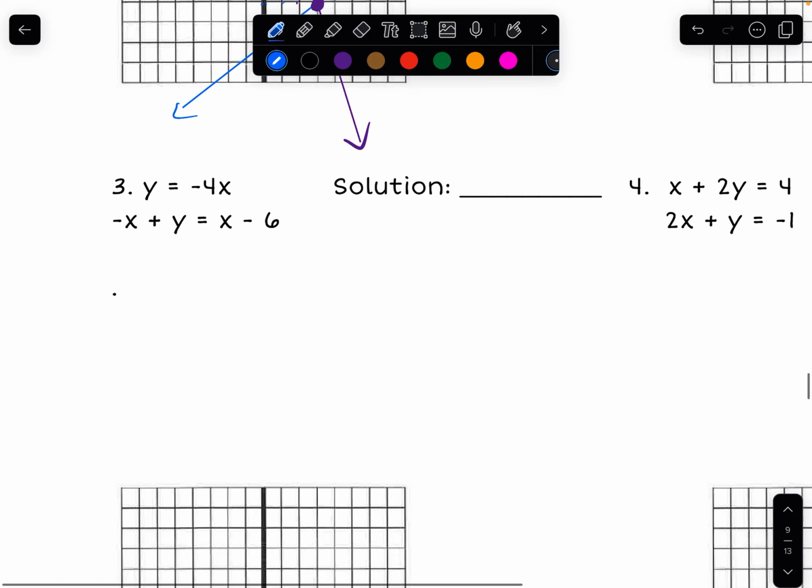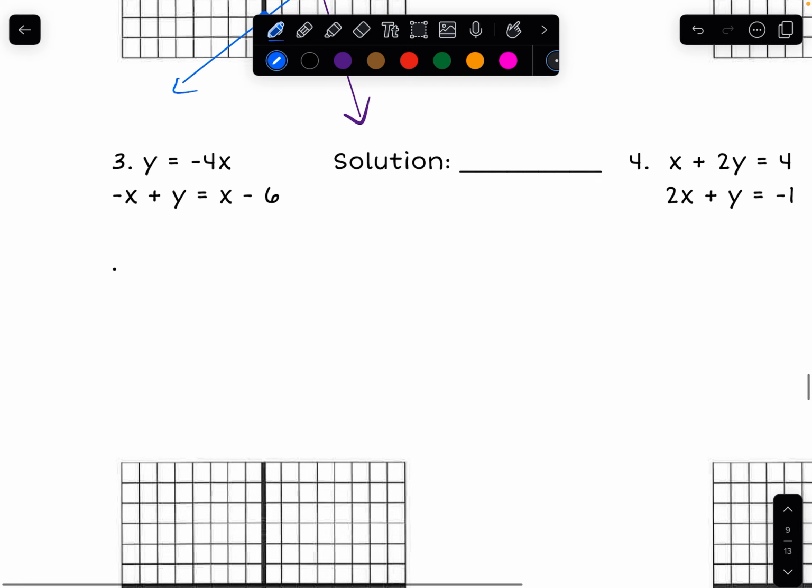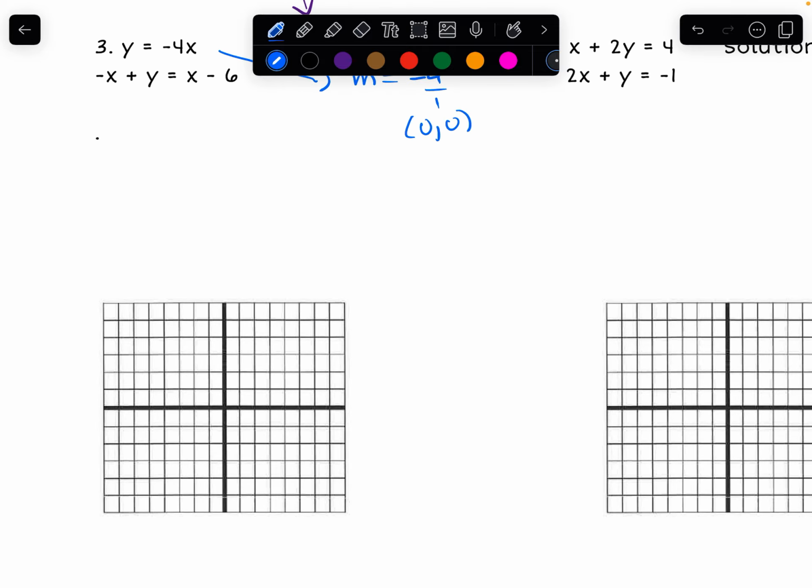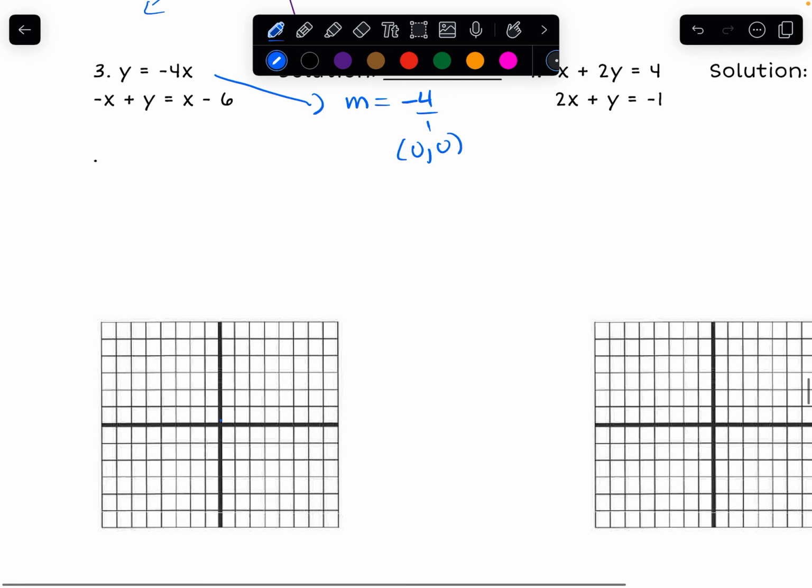Okay, this next one. If I look at this, I have a slope of -4, which is over 1, and a y-intercept of 0 because we have nothing added to it. So I'm going to go to 0, 0. I'm going to go down 4 to the right 1, and up 4 and to the left 1. And then I'm going to draw a line. That wasn't a very good line, but I'm sorry.